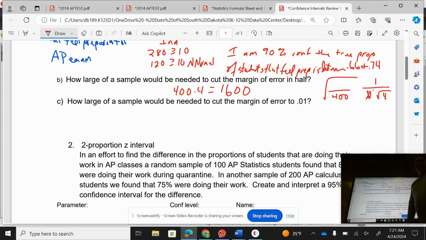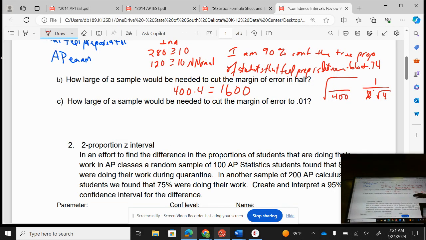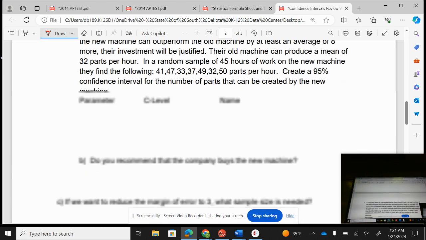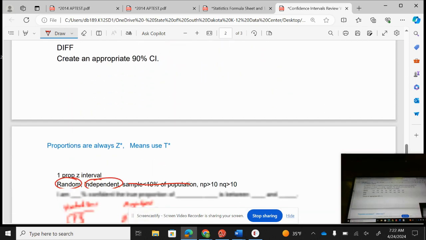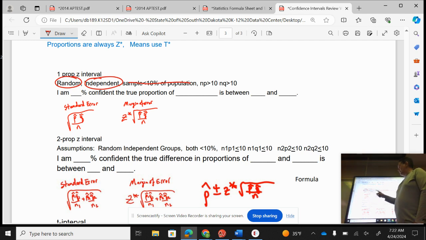How large to cut the margin of error to 0.01? For that, I'm going to need to know what the margin of error is. And the margin of error is 0.0376. This one, actually, I don't need to know what the margin of error is. I need to know the margin of error formula. Now, going back to our formula sheet, our formula is on the last page. That's the standard error. When you put Z star in there, that is the margin of error.